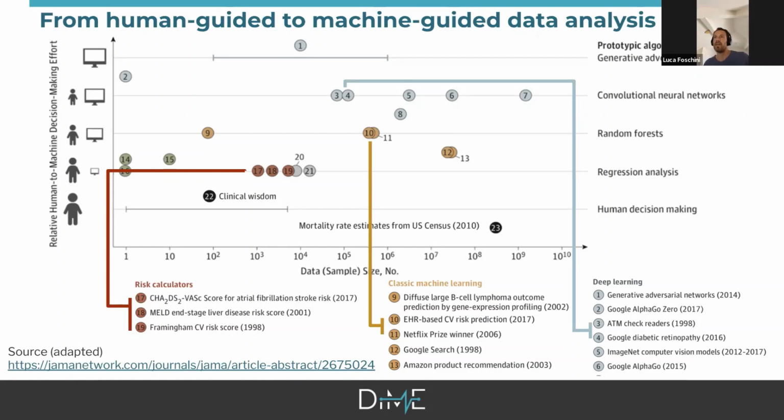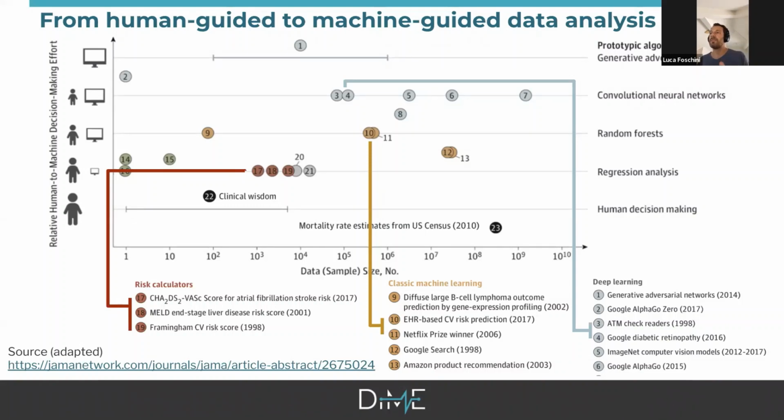If you look at the y-axis of this plot, it plots the relative human to machine decision-making effort. So how much was the human involved in designing the model? The more you go up on the y, the more you see that these models are learning somewhat by themselves. And the more you go down to the bottom, to the x-axis, the more you see things like clinical wisdom, in which there is no model at all. And you can see that risk score calculators are at level 2, and those are the red dots, where there is somewhat of a computer use, but most of it is really put in by the modeler.